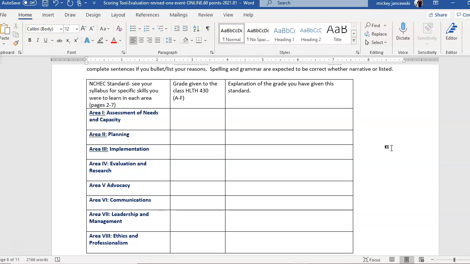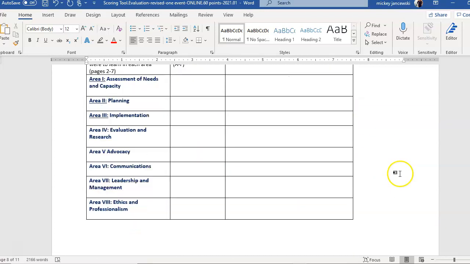You're not scoring me. You're not scoring each other. You're asking yourself, how well did the class do this? This is very important because say 75% of you say that we didn't cover ethics and professionalism. Well, if 75% of you said we didn't do that and the class got a poor grade for that, then that's something I need to fix in the class. It also forces you to really start to look at the NCHEC standards, because when you take the CHES exam, these are the 8 standards on which you're tested. So this is an important paper, and I think it's worth 5 points, so it would be silly not to do it.